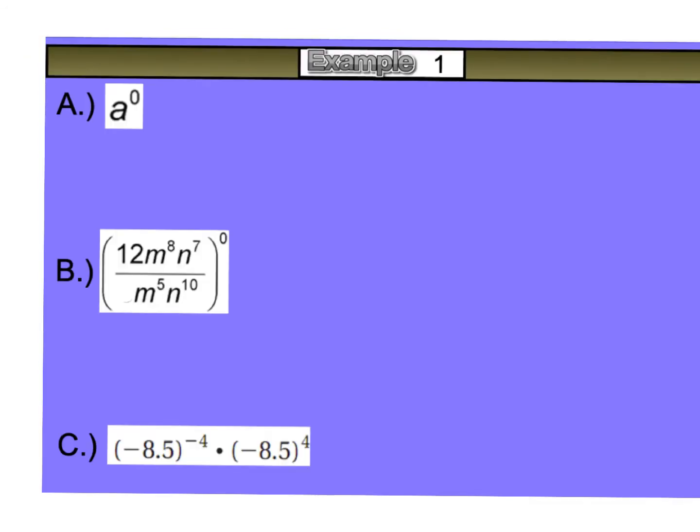So, simple answers. A to the power of 0 is 1. All of this, I don't have to do it inside because all of that is to the power of 0, which is going to give us 1. Here we're adding our exponents, so negative 4 plus 4, that equals 0. So that means it equals 1. Anything to the power of 0 equals 1.